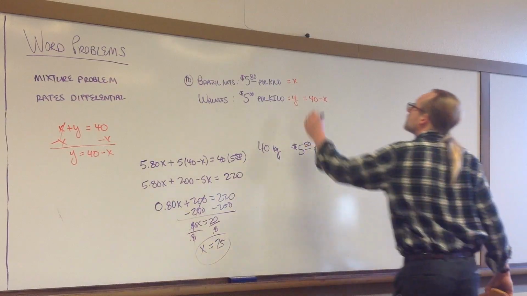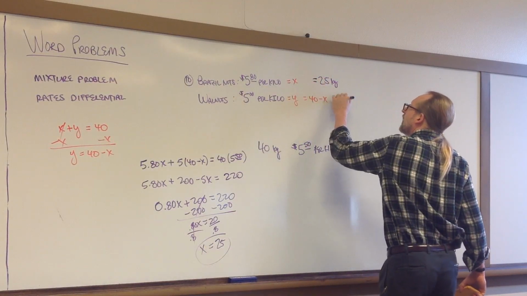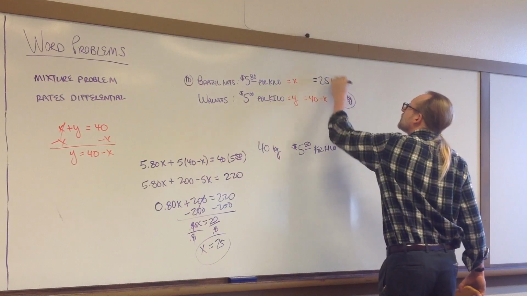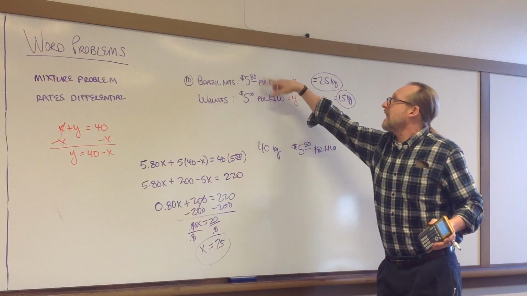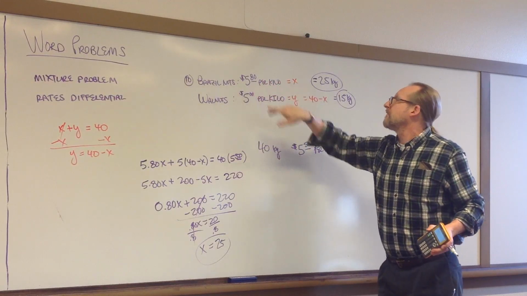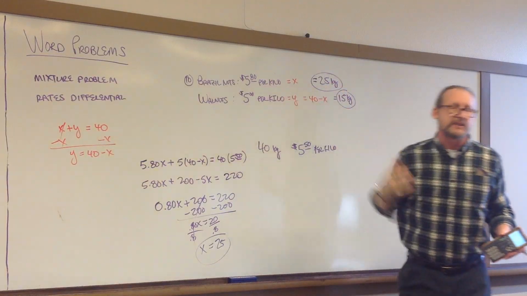So, if the x is 25 kilos, then this one will be 15 kilos. And that's what I said at the beginning, right? Because this price is more than the average. The average of these two would be $5.40. We're going to need more of the more expensive kind to make that happen.